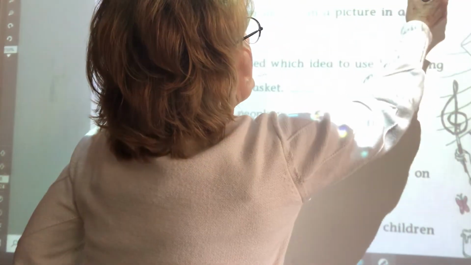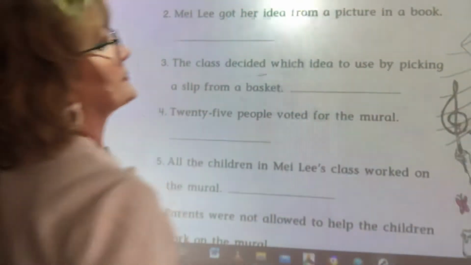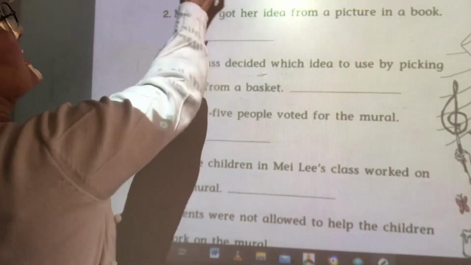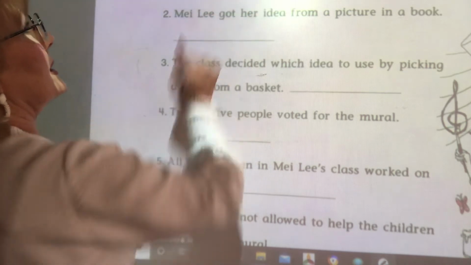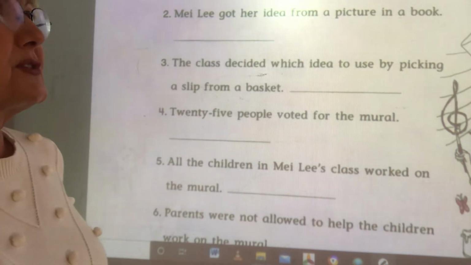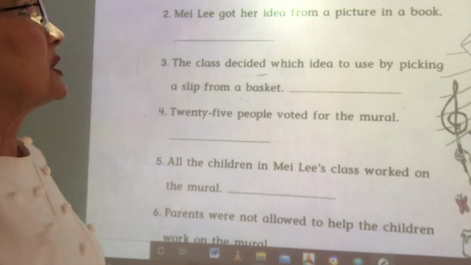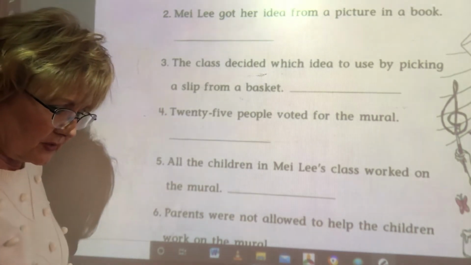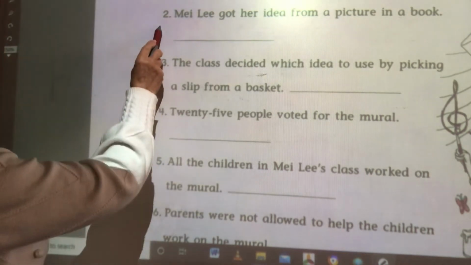So we're going to write true. And you're asking me, can I just put a capital T? No, because it says true or not true. But you know what? We are going to do this. We're going to change the not true to false because we know that if it's not true, it's false. So let's go to number 2.